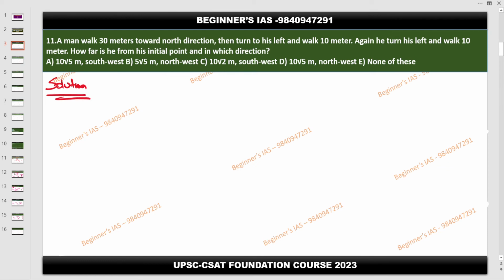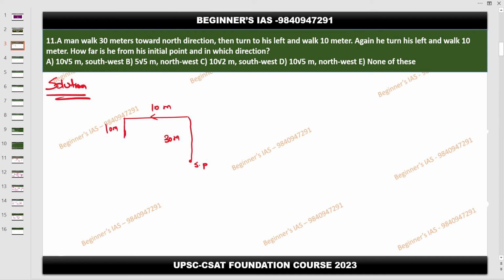A man walks 30 meters towards the north direction. So you have to fix your starting point. This is the starting point. 30 meters. Then he turns left and walks 10 meters. Again he turns his left, this one. Again left means this one. Then walks 10 meters. I'm stopping here with the 10 meters.